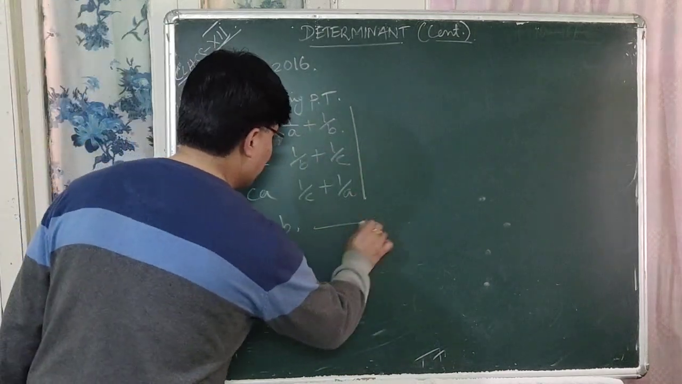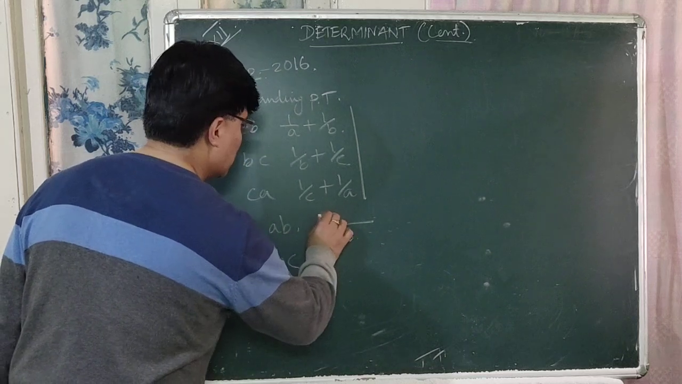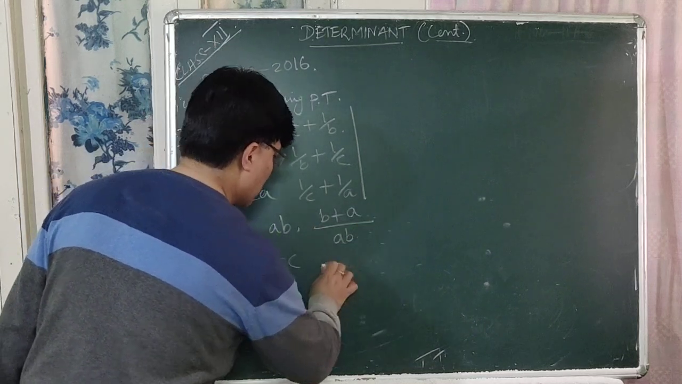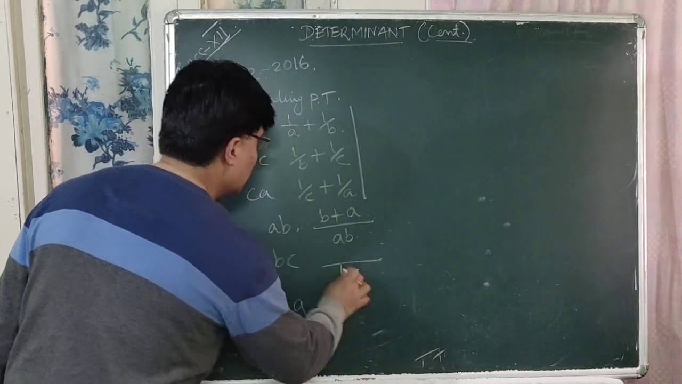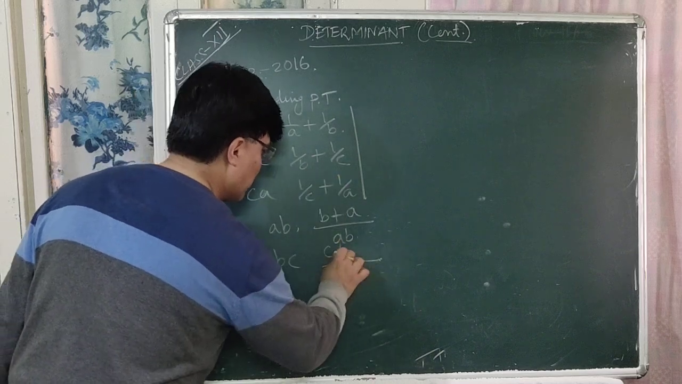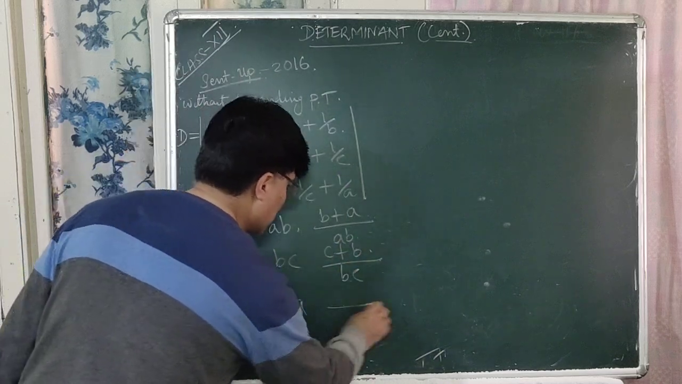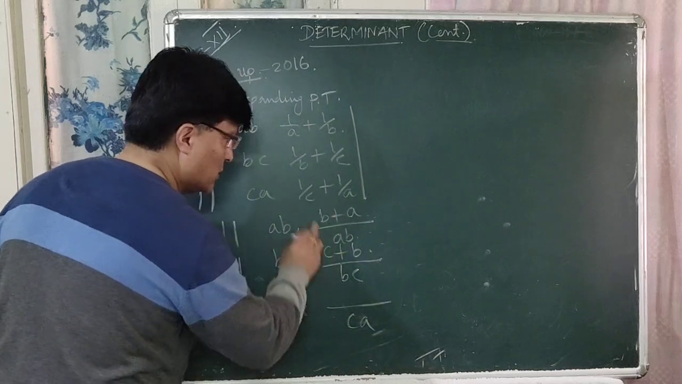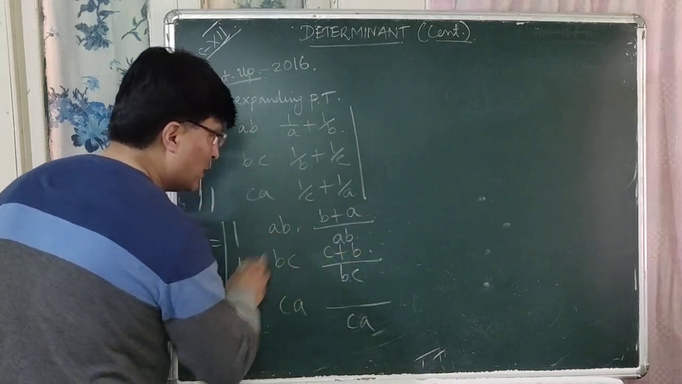So what's the LCM? ab, so it is b plus a. Here also what's the LCM? bc, it is c plus b. You know how to simplify it. This is ca. What's the ca is the LCM? What's the element in the numerator?